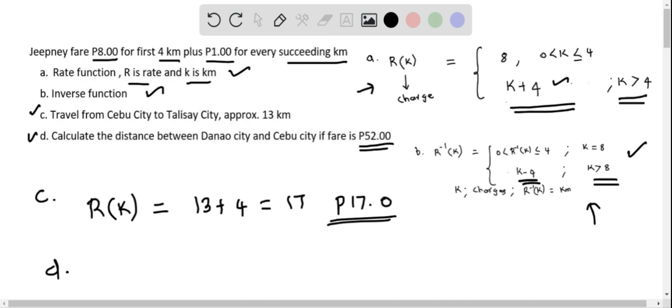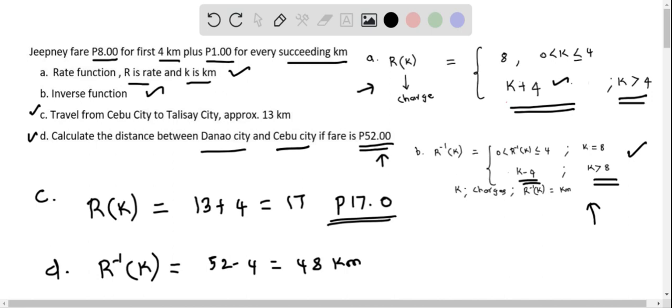So we have to use this piece, which means R inverse of k, which represents the kilometers traveled, is equal to k minus 4. The value of k equals 52. So it's going to be 52 minus 4, which is equal to 48. So this means 48 kilometers. The distance between Danao City and Cebu City is 48 kilometers. So we have answered part D.